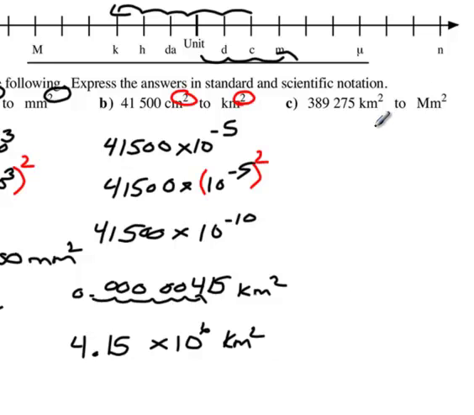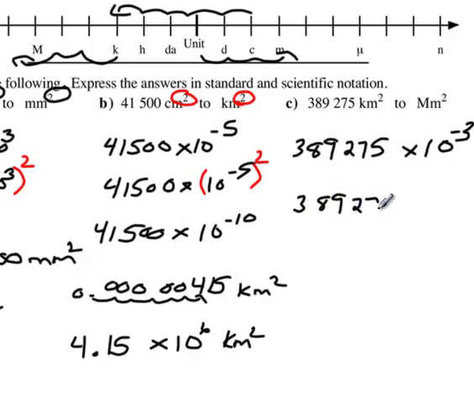In the very last case, we're going to convert from kilometers squared to megameters. So locate kilometers. It's going to be 1, 2, 3 spaces to the left. It's 389,275 times 10 to the negative 3 because we're moving left. And now we have to worry about the two dimensions here. So we're going to multiply the conversion factor by an exponent of 2, like that.